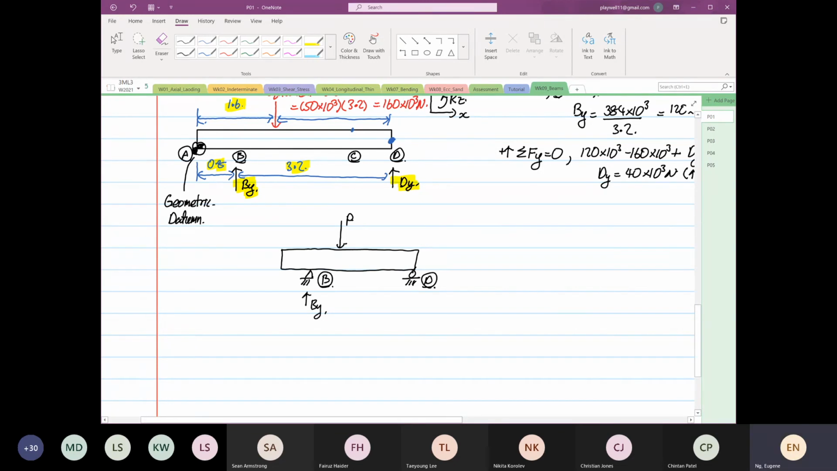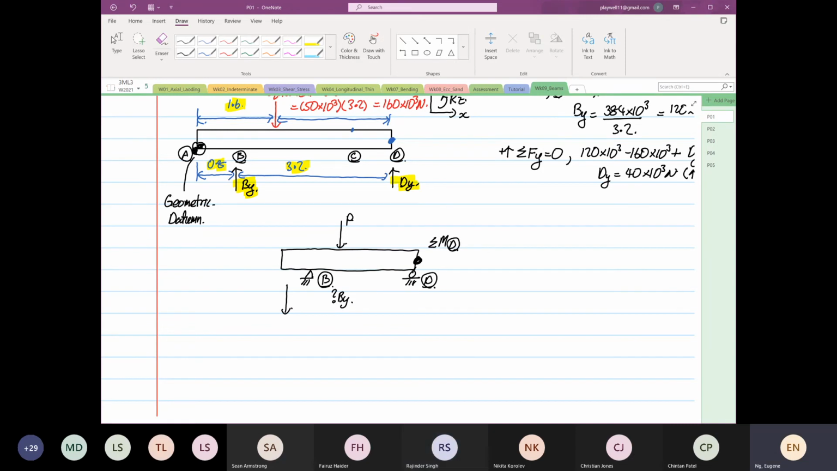So why is it going up? You ask yourself. This is because if you do a moment analysis, let me show you what's going on. Let's say you take a moment at point D. We are going to take summation of moment at point D. For example, now we don't know the reaction By. It's either down or up. If you assume it is going down, why is it wrong? Anyone? You will get a negative By.